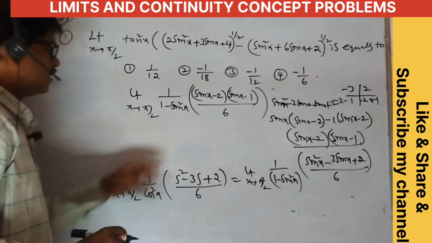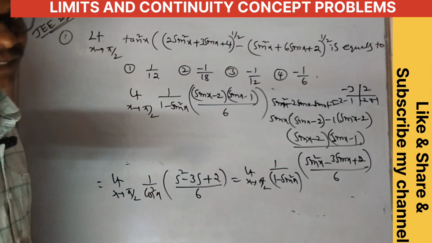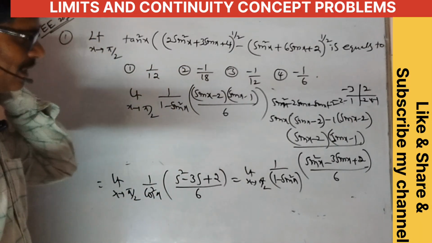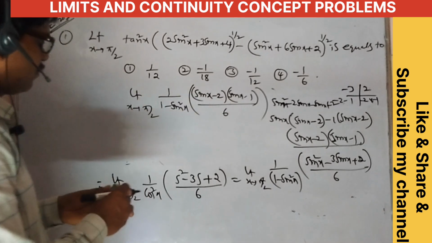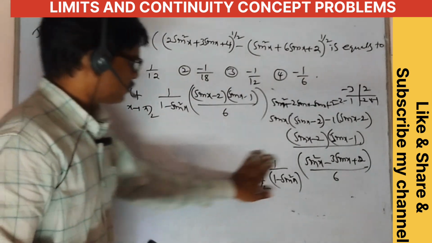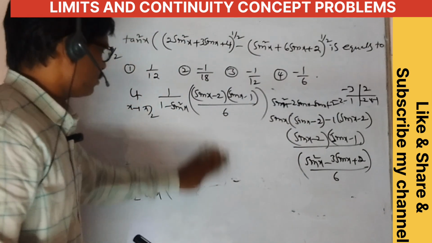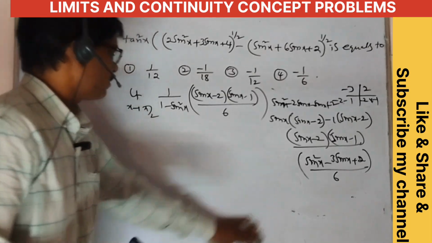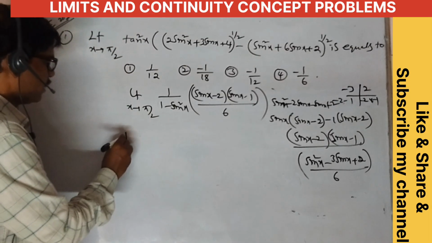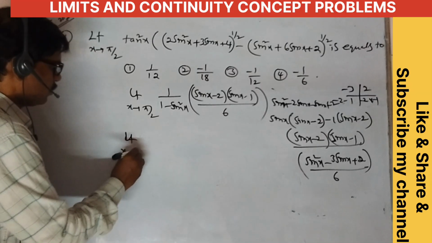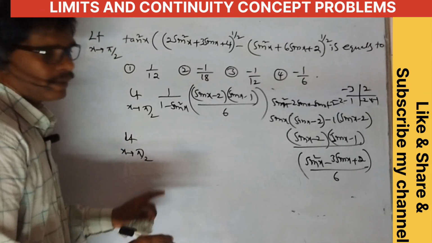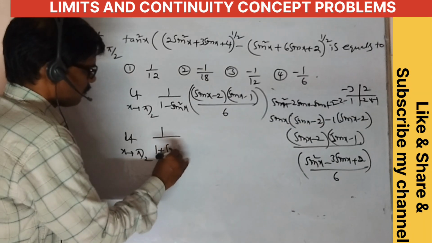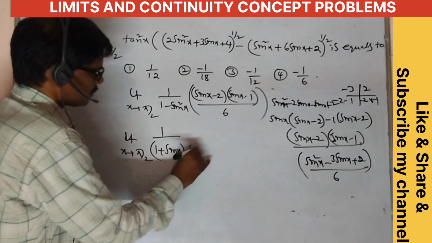This is a plus b into a minus b, right? 1 minus sin square x is equal to 1 plus sin x into 1 minus sin x, right? Here 1 minus sin x into 1 plus sin x in the denominator. Limit x tends to pi by 2, 1 by 1 plus sin x into 1 minus sin x.